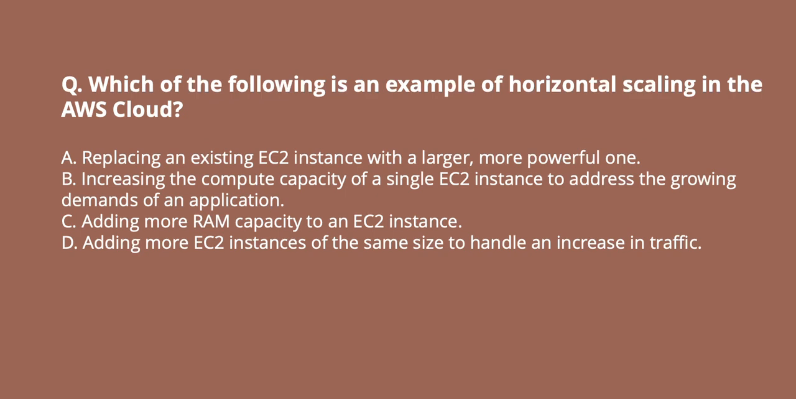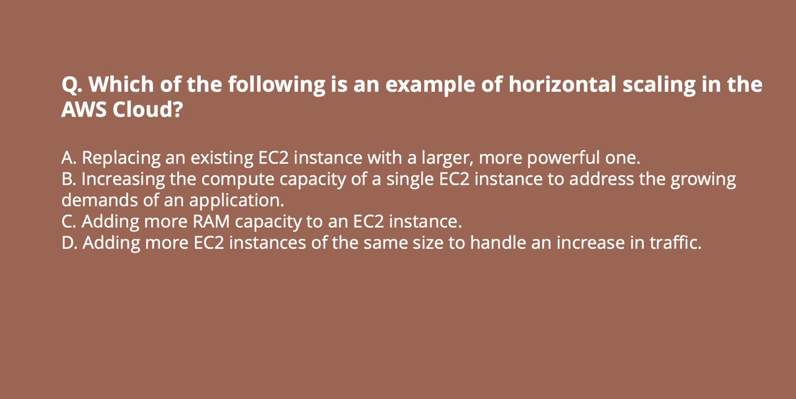First one, which of the following is an example of horizontal scaling in the AWS Cloud? Option A, replacing an existing EC2 instance with a larger, more powerful one. Option B, increasing the compute capacity of a single EC2 instance to address the growing demand of an application. Option C, adding more RAM capacity to an EC2 instance. Option D, adding more EC2 instances of the same size to handle an increase in traffic.